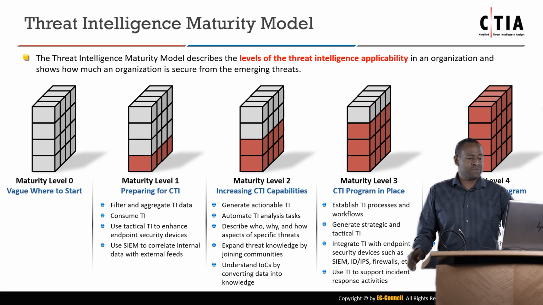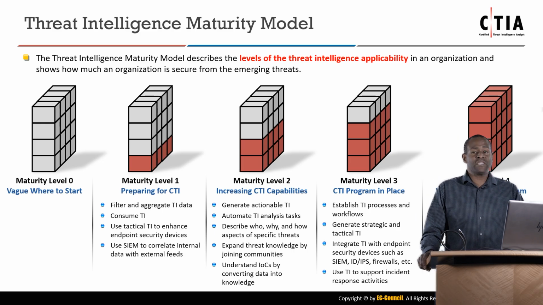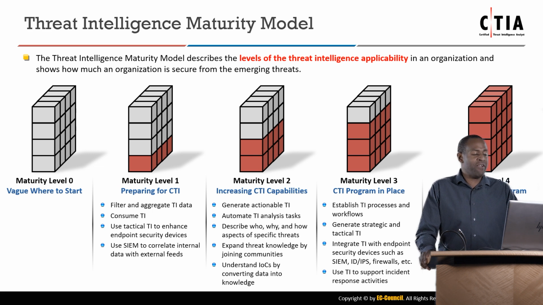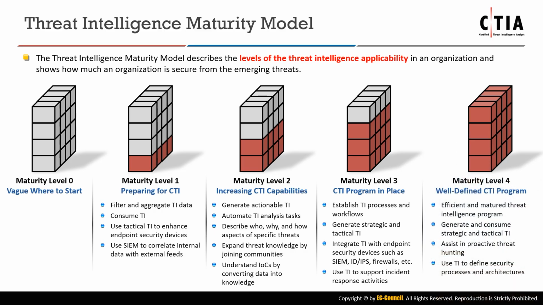So let's look at the threat intelligence maturity model. There are levels of threat intelligence applicability in an organization. We can see how much an organization is secure from emerging threats. Let's start with maturity level 0. Vague. We don't know where to start. We don't have anything really going on. I find maturity level 0 in a lot of small to smaller medium-sized businesses. They have no idea where to start, and so they're wide open to a lot of threats. It's all random and haphazard.